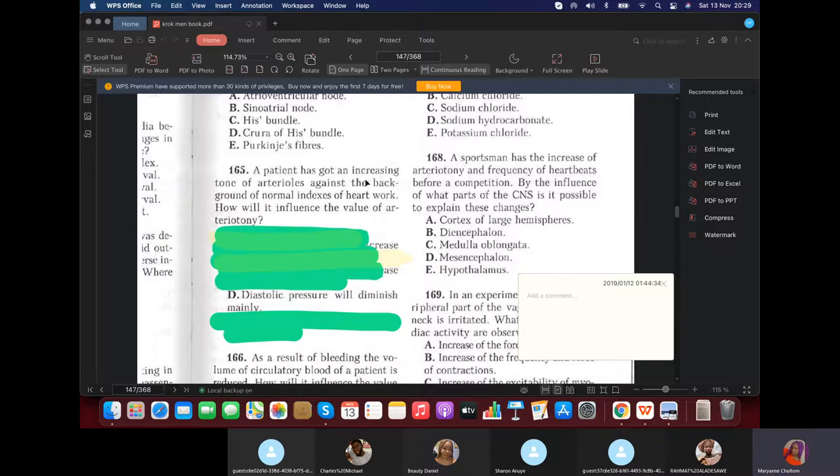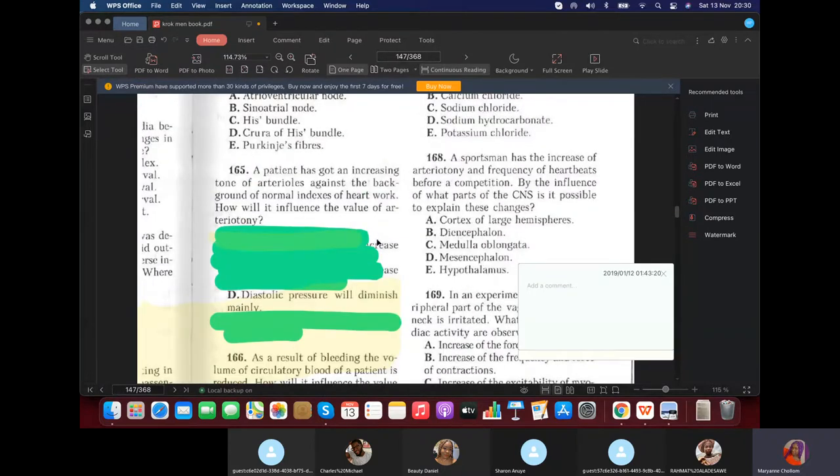What did I do here? I'm sure you guys all have this PDF, so I'll just read it from my phone. 165. I don't know why I did that. I can't believe I cannot remove this, but I'm sure you guys can see it.